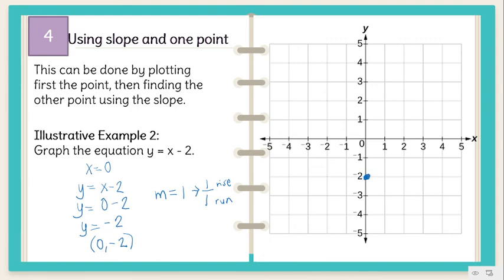And then from here, we're going to rise 1 and then run 1 to the right because the slope is positive. And there we have it. Those are the 2 points we're now going to connect. And this is the graph of y is equal to x minus 2. And that's how you graph using the fourth method, which is using slope and 1 point.